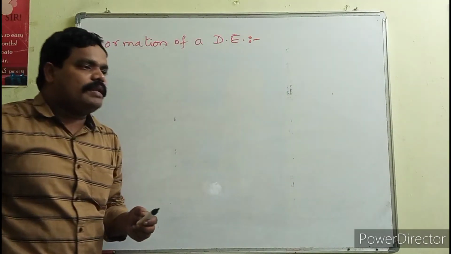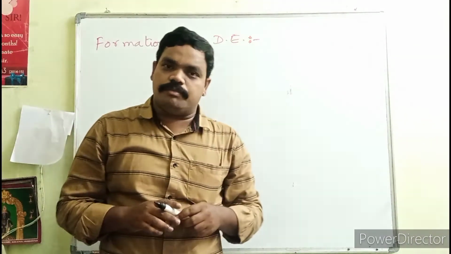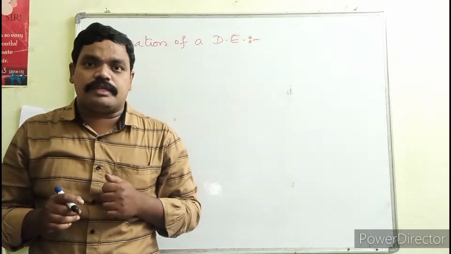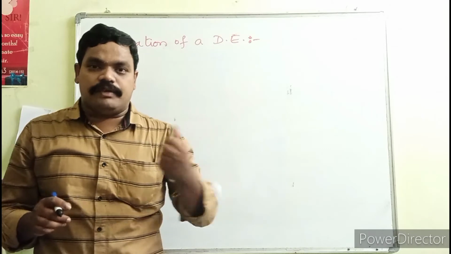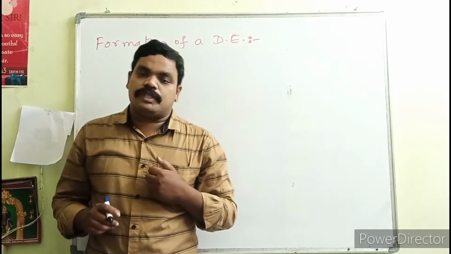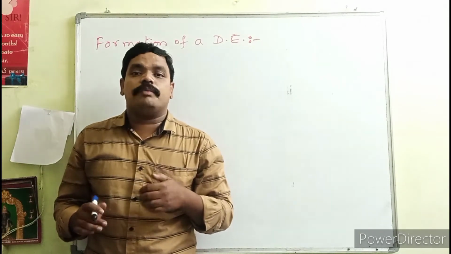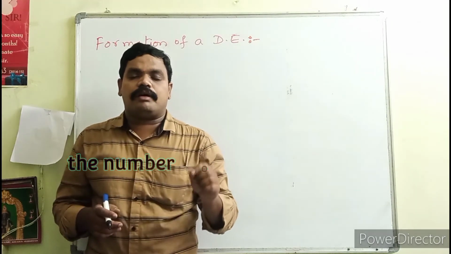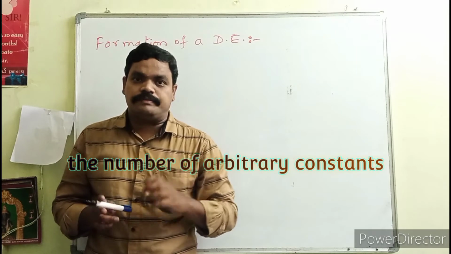Or simply, we eliminate the arbitrary constants. How do we eliminate the arbitrary constant? We differentiate the given equation with respect to x. How many times do we differentiate the equation? It depends on the number of arbitrary constants.